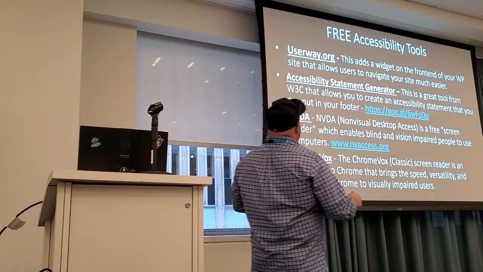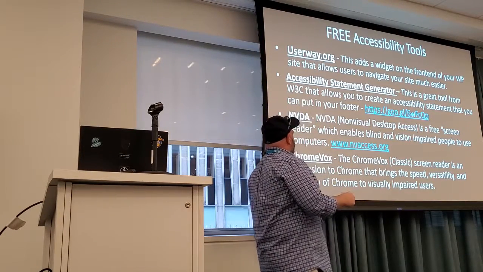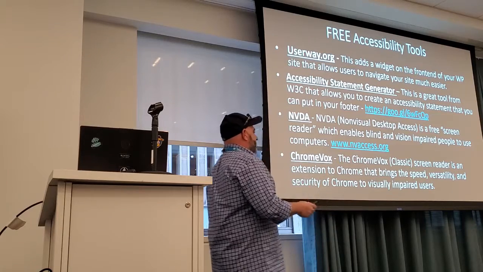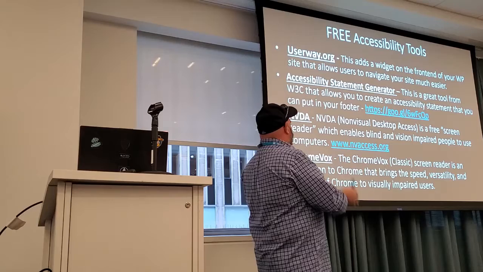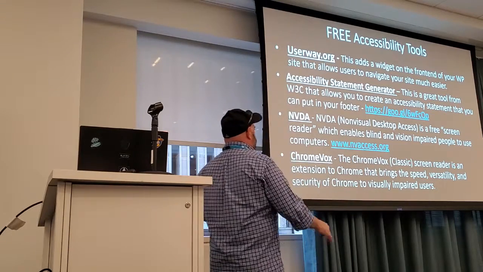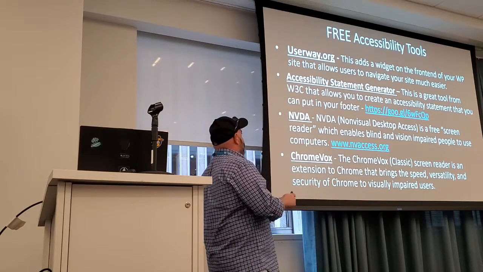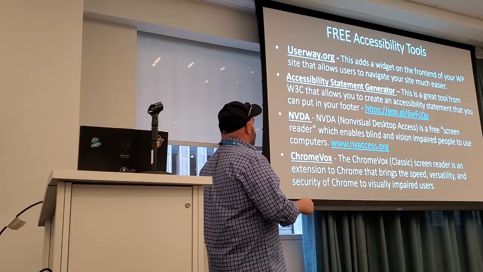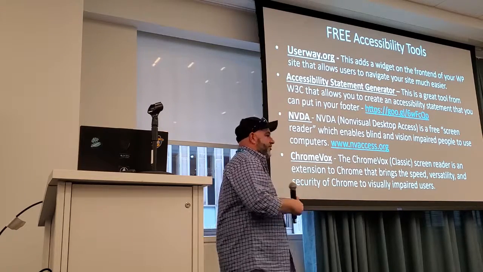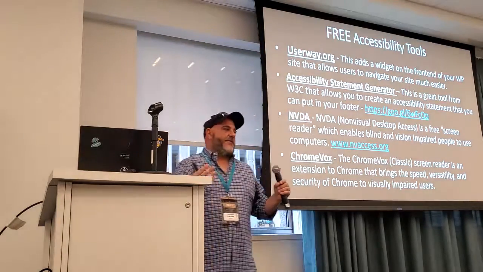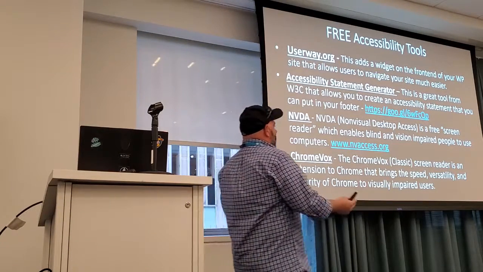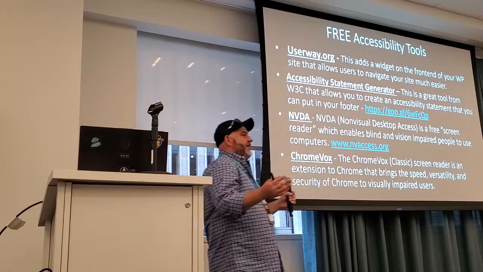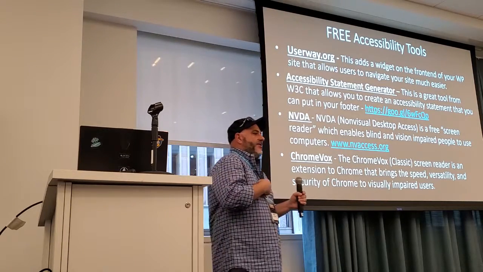All right, accessibility statement generator. This is from the W3C. Now, there's lots of accessibility statement generators out there, but the W3C is the place to be. They're the ones who made the WCAG guidelines. They've done everything, so just get it straight from them. This will take you about 15 minutes to fill out. It asks you a series of questions about the accessibility of your site, and then it spits out a PDF. You take that PDF and add it to your footer or wherever you want. I put it in the footer.